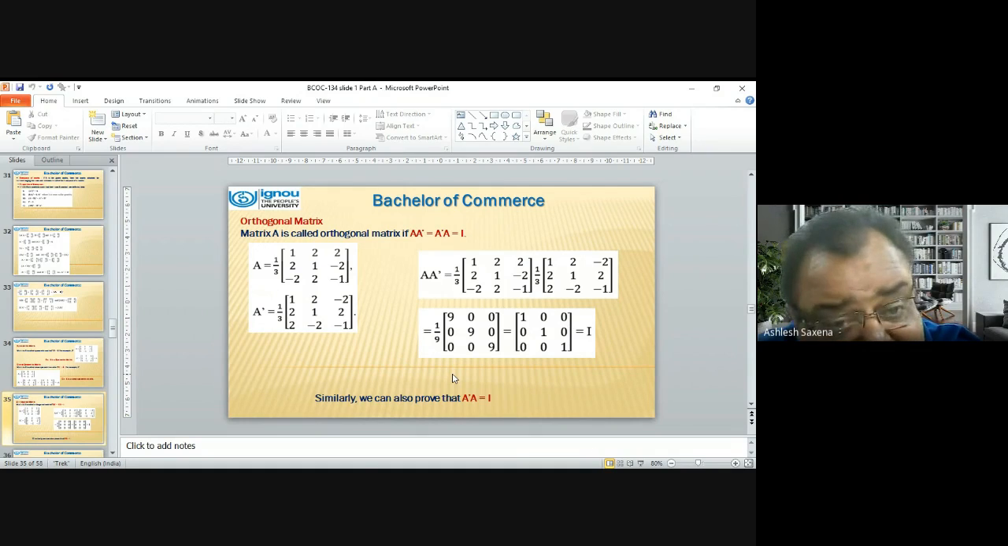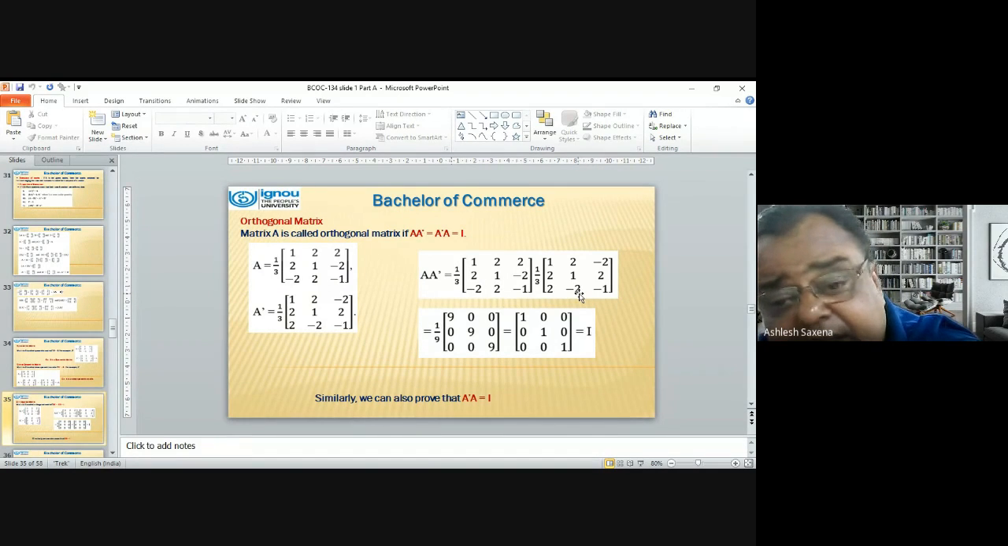Its transpose will be this row coming over here, this row over here, and this row over here. Now we have A and A transpose. We multiply these two. When we multiply these two, 1 by 3 into 1 by 3 will be 1 by 9. And we will be multiplying this by this. This is a 3 by 3 matrix. If this is again a 3 by 3 matrix, your answer will be a 3 by 3 matrix.